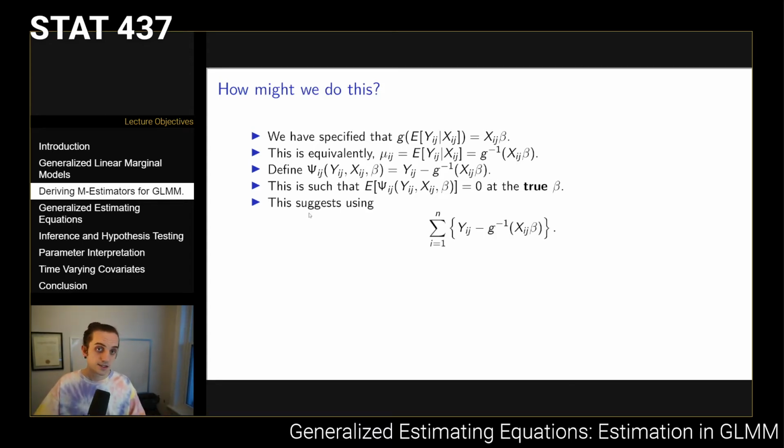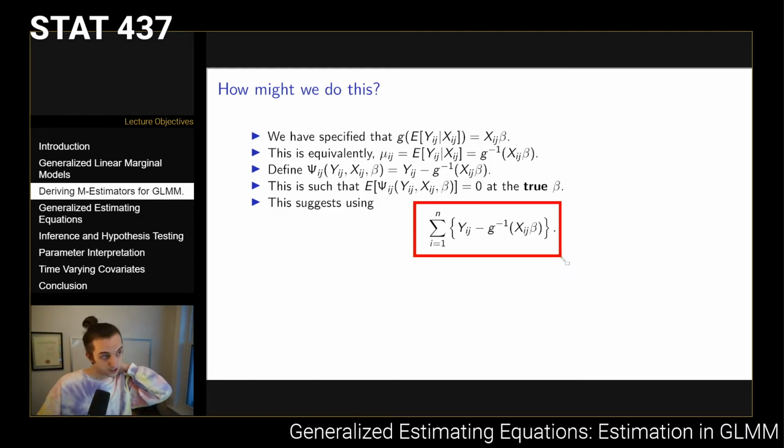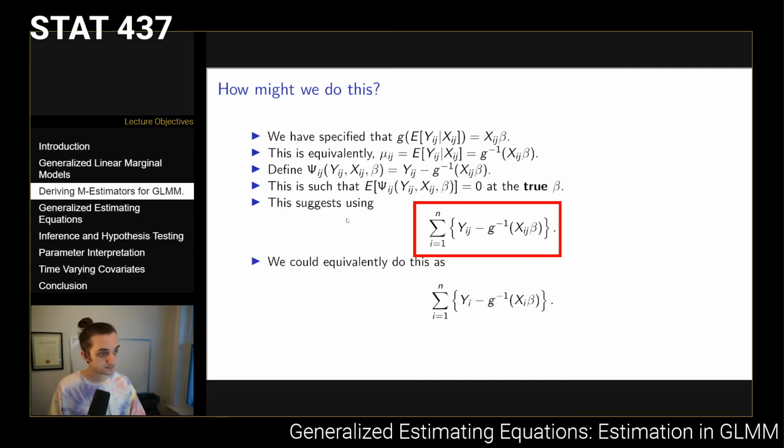So this suggests using this sort of equation as an M-estimator, right? If we sum over our data, and at each point, we take yij minus g inverse of our mean structure here, well, this is going to be an unbiased estimating equation that we could solve equals to 0 for beta. And based on M-estimation theory, that's going to provide consistent and asymptotically normal estimators for beta.